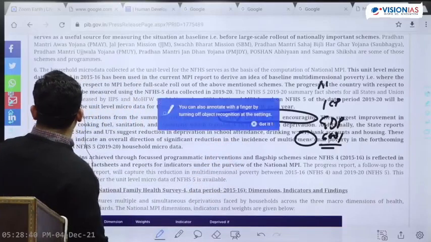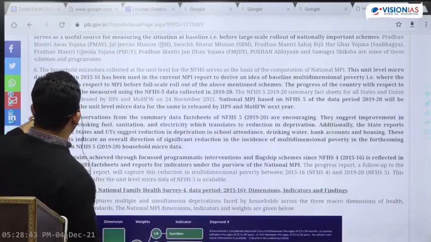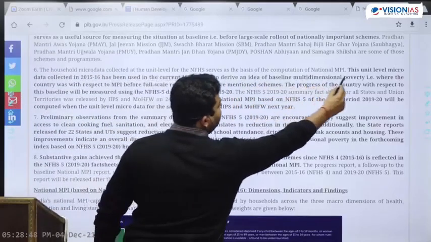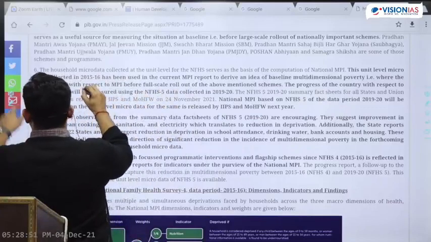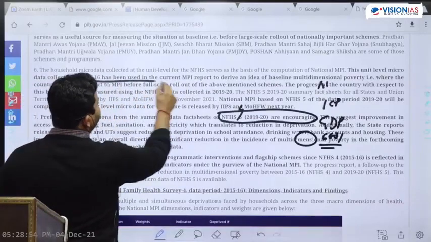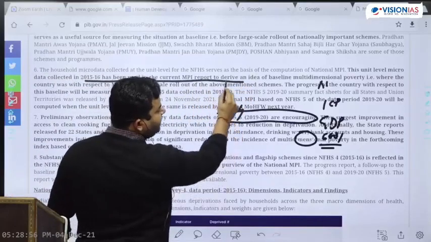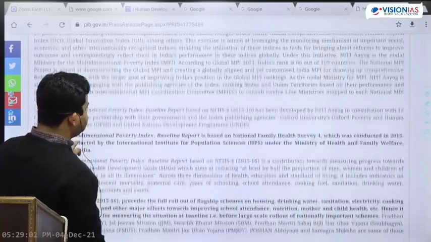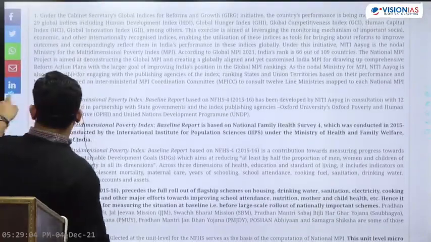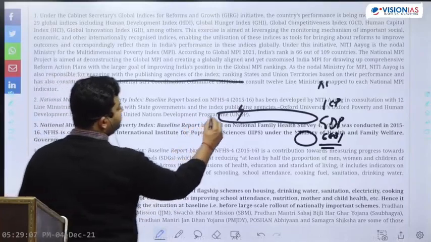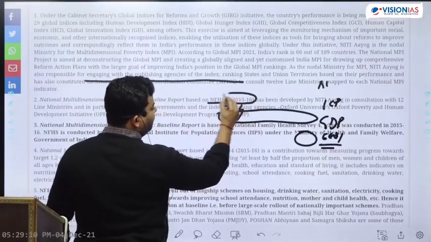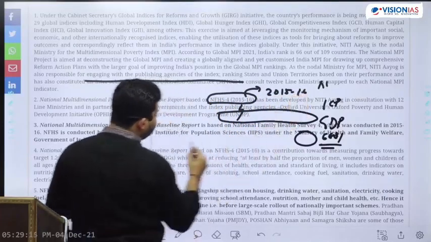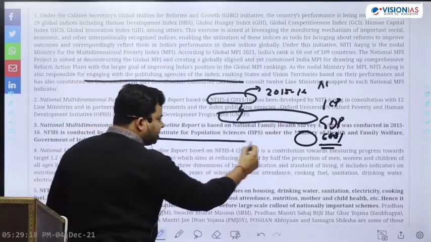If you see, they had mentioned it: for the computation of national MPI, the unit level micro data collected in 2015-16 has been used for the current MPI report. Look, here it is mentioned that National Family Health Survey 4 data is utilized, 2015-16, and the data is collected by this institute. In fact, I think if UPSC will ask, they will twist here.